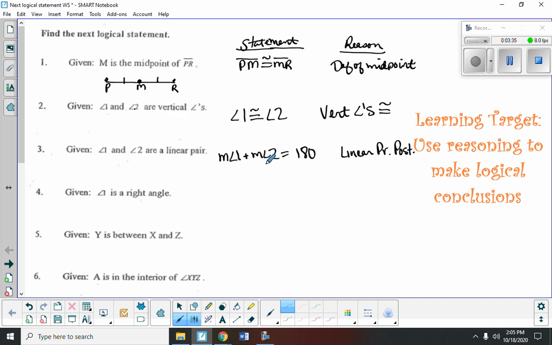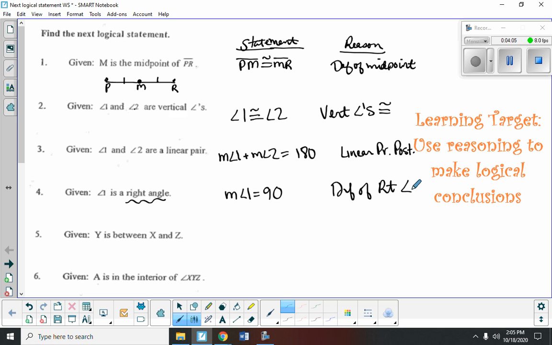All right, the next one says angle 1 is a right angle. So again, what is a right angle? Go to the definition. It says the definition of a right angle is an angle with a measure of 90. So if this says that you have a right angle, the next logical statement would be that the measure of angle 1 equals 90. Why did you know that? Because of the definition of a right angle.